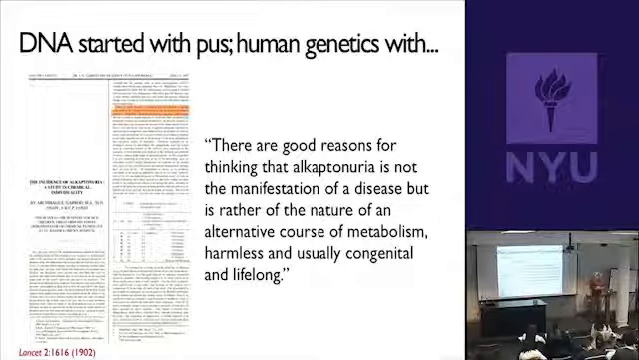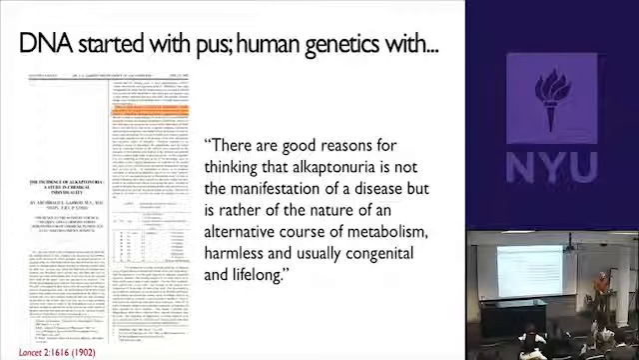Okay, the harmless part is not quite true. This homogentisic acid that builds up can damage bones and cartilage and lead to arthritis. It can also lead to cardiovascular disease because this black pigment is actually getting deposited in the body. But it's something people could live with and just would have this chronic illness their whole life.